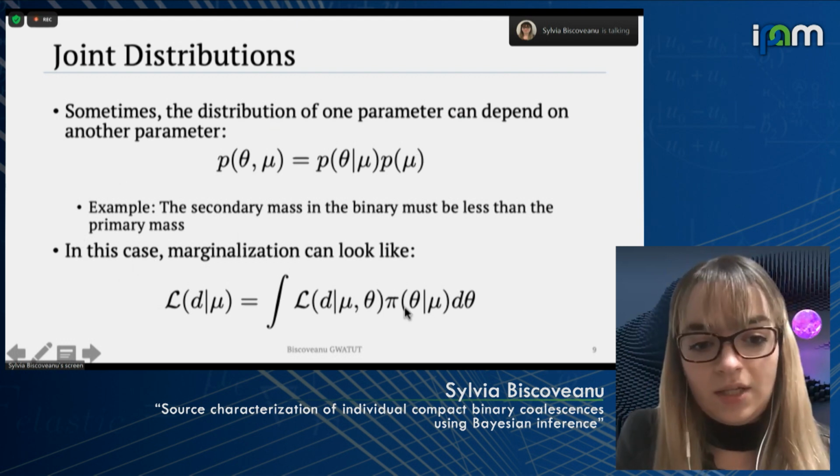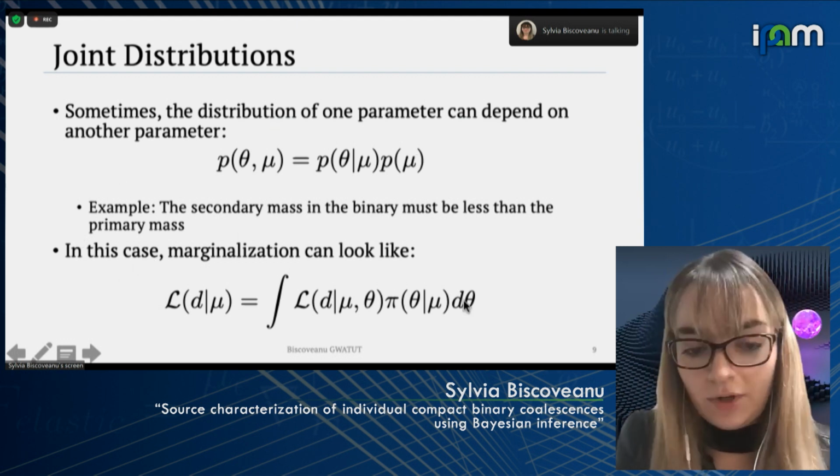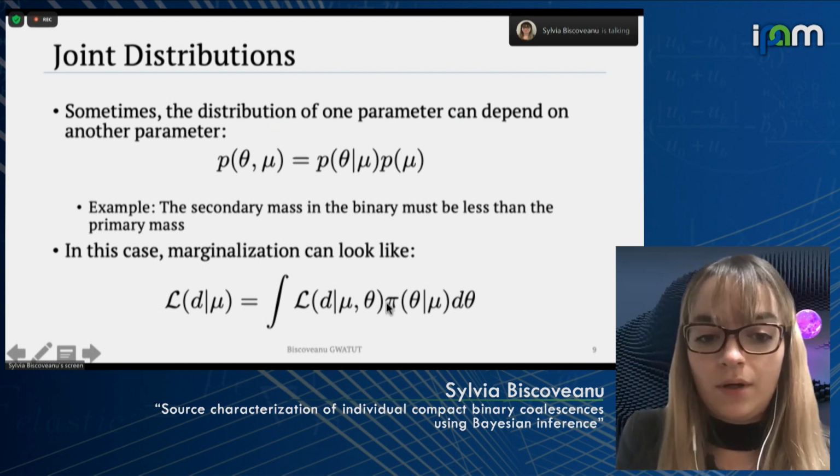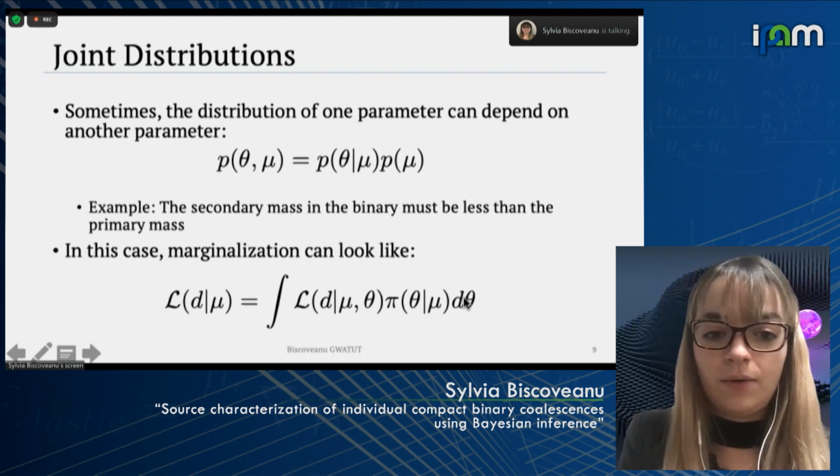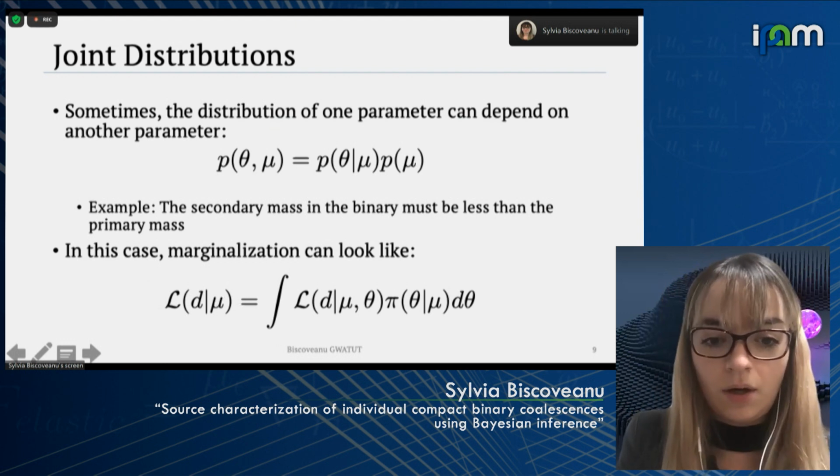And so in this case, the marginalization process is pretty much the same, except your prior on the parameters theta also depends on mu, and when you integrate this out, your mu dependence is still present on the left-hand side there.